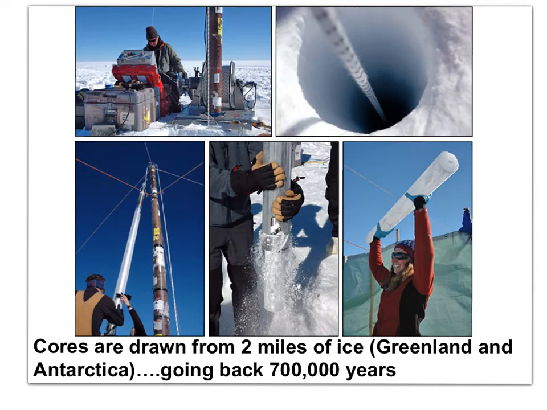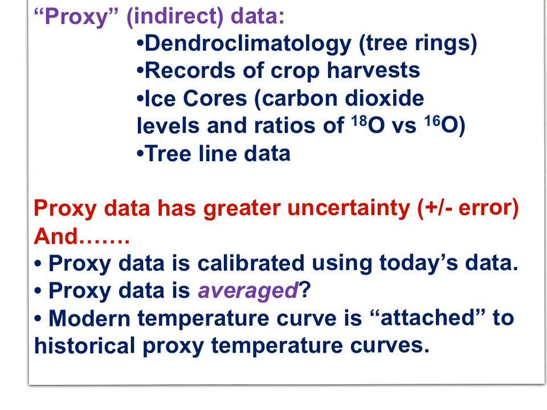Here are images to show how ice cores are done. A drill bores deep into the ice on Antarctica or in Greenland, and these cores are drawn from the ice and saved, preserved, kept frozen. The bubbles of air trapped in the ice are analyzed for the concentration of carbon dioxide. These cores are deep enough to go back 400,000 to 700,000 years. So here at the top of the slide is the list of indirect data sources. Remember that indirect data have greater uncertainty.